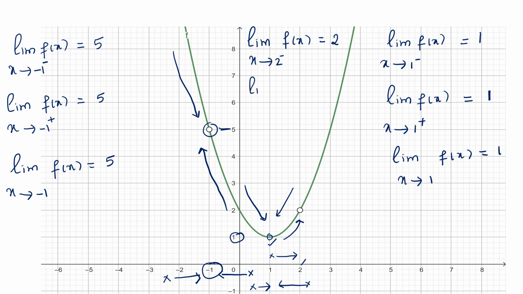Similarly, the limit as x tends to 2 plus of f(x) means x approaches 2 from the right side. So the right side means it approaches like this. Again this value is equal to 2. Here you have to see the left limit and right limit are equal. So the limit as x tends to 2 of f(x) is 2 here. Clear?